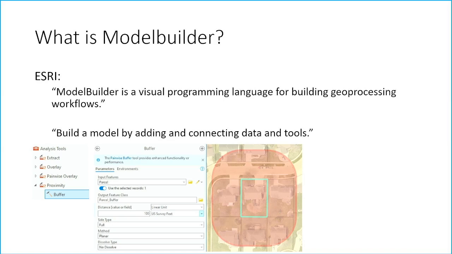You can build a model by adding and connecting data and tools. So here's an example of a buffer. Hopefully everybody's used the buffer tool before. The buffer tool is in the analysis tools toolbox and in the proximity tool set. And all these toolboxes and tool sets have many tools in them. So you've got tons of tools at your disposal to do interesting things with, right?